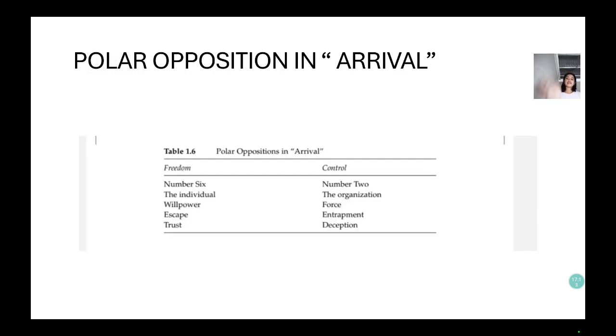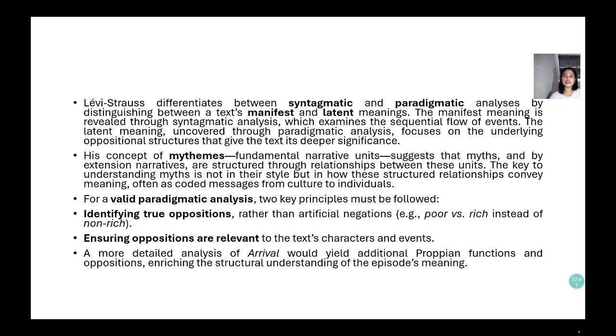So, this is the polar opposition in Arrival. Freedom, number 6. Control, number 2. The freedom is the individual, the control is the organization. Freedom is willpower, the control is the force. Freedom is escape, control is the entrapment. Freedom is trust, and the control there is the deception.